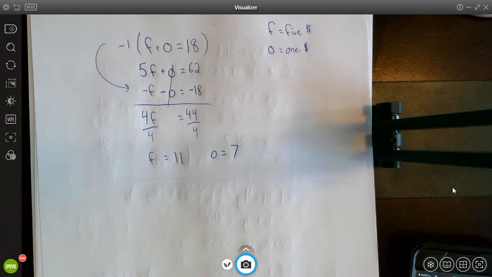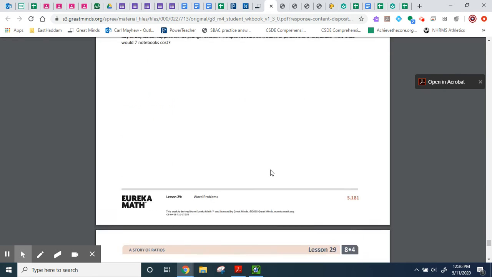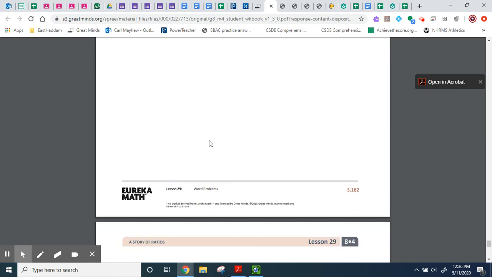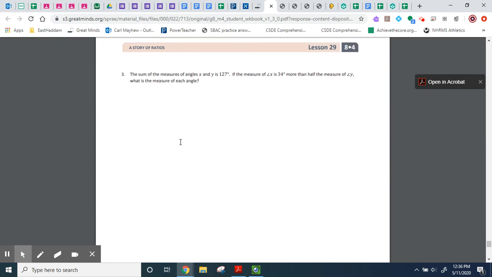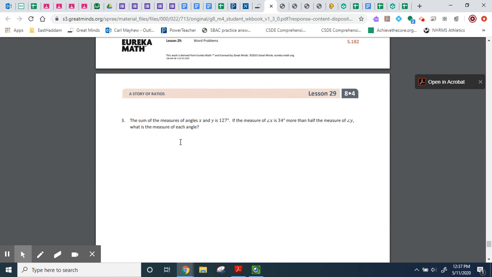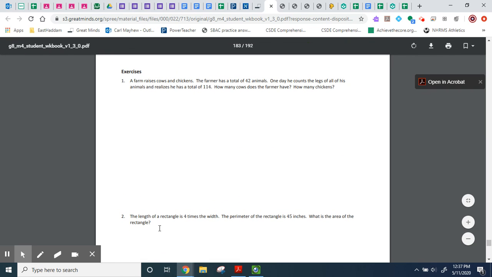So the only thing that's different about what we're doing now and what we were doing before is we're coming up with the equations instead of them just giving us the equations. What I'd like you guys to do is really take a look at some of the exercises here. So exercises 1, 2, and 3. And then it does get into the problem set, but if you want to do the problem set for extra practice, you can. I'm really just looking for exercises 1, 2, and 3 for a little bit of extra practice.